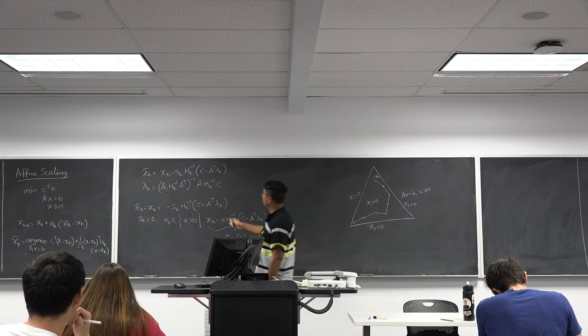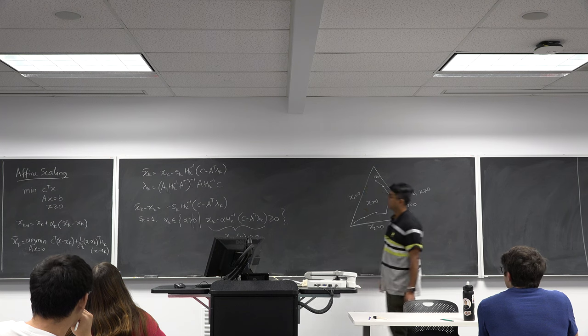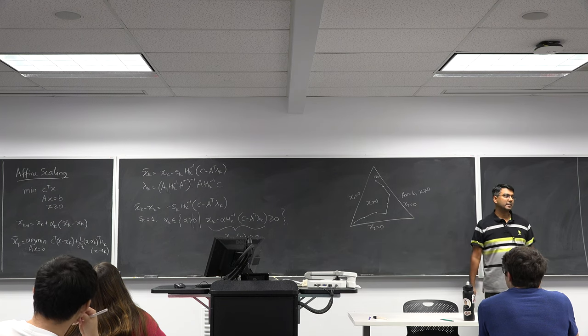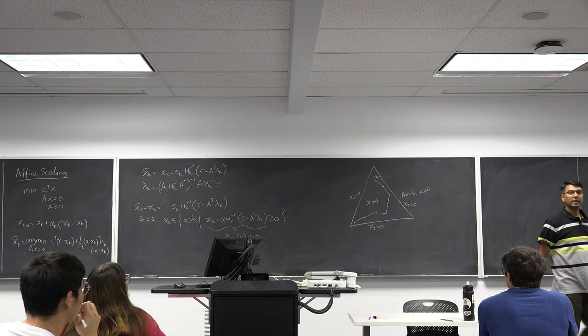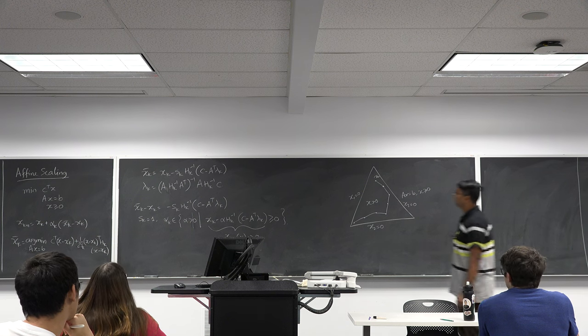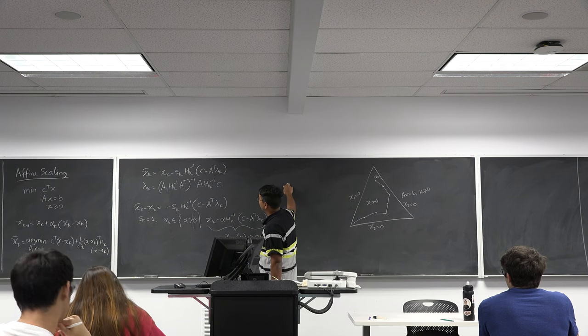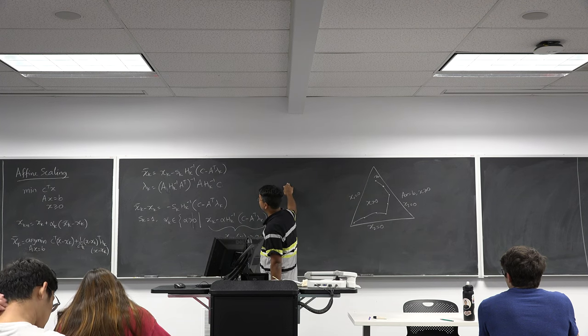Now the question is, what should the value of H_k be? What do you think H_k is? Come up with some wild guess. Identity matrix, okay. Let's see what happens with the identity matrix.